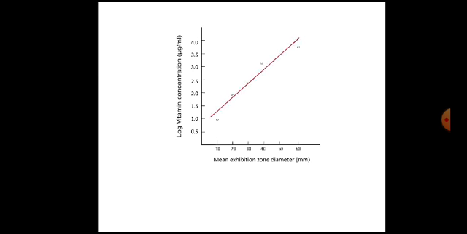Then we have to prepare a best fit line. Once the best fit line is generated, you can measure the zone of exhibition produced by the unknown sample and convert that reading, the zone of exhibition diameter, into concentration. This is how we can determine the concentration of unknown vitamin in the given preparation.